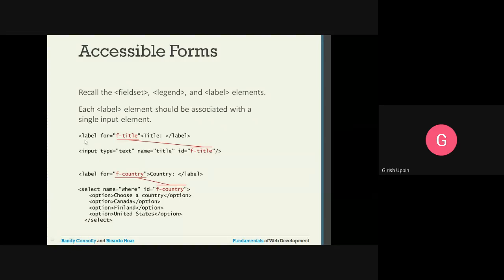For example, label for equal to f-title. So you are telling this label is associated with this input of type text, and you have given the id as f-title. Similarly, for this country label, it is for f-country id. So whatever you specify in for, we can look out for that id, so it is associated with this select option.